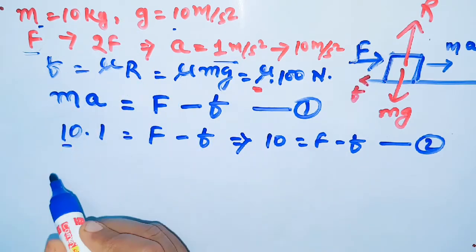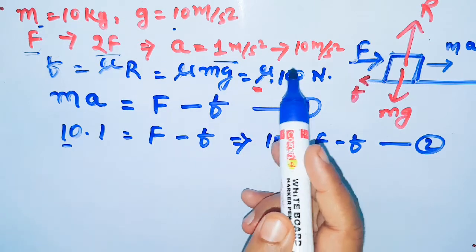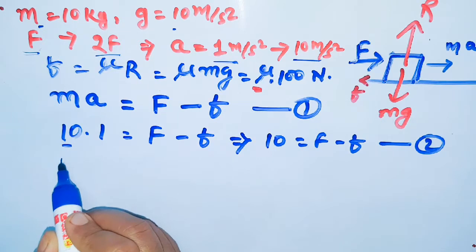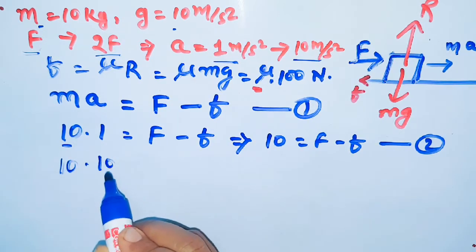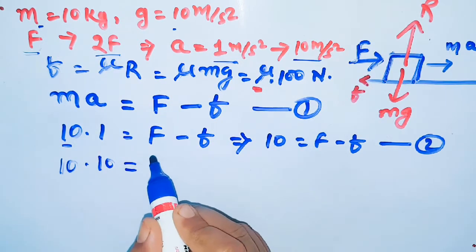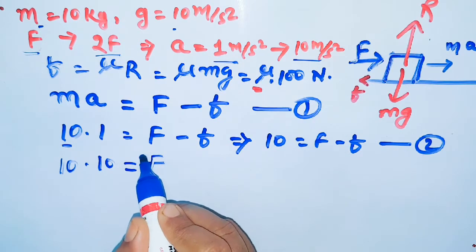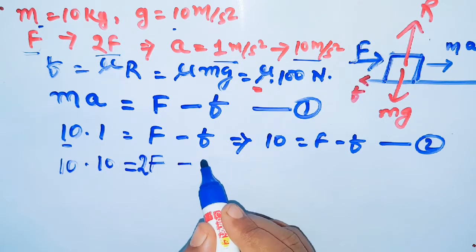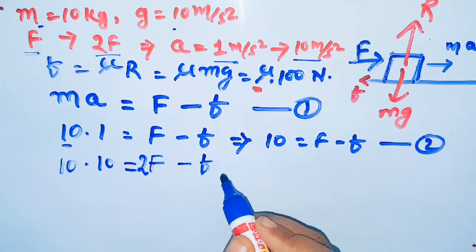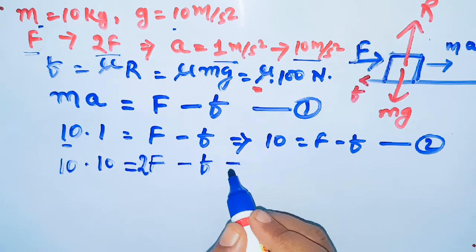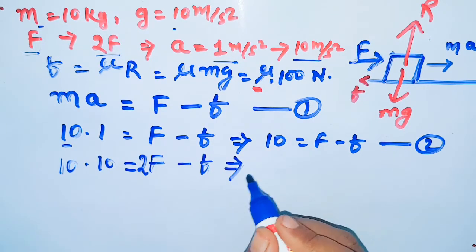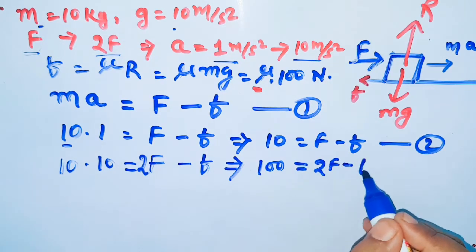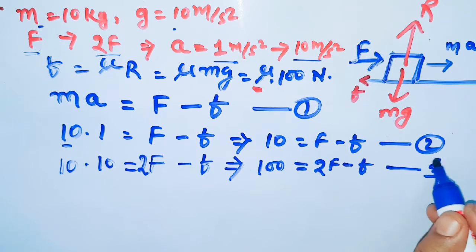Now for the second case, where force is doubled and acceleration is 10 meter per second square, mass remains the same, acceleration is 10 meter per second square, forward force F is doubled, minus the frictional force, which remains the same as the surface does not change, same surface it is moving. So this equation becomes 100 is equal to 2F minus f, this is equation number 3.